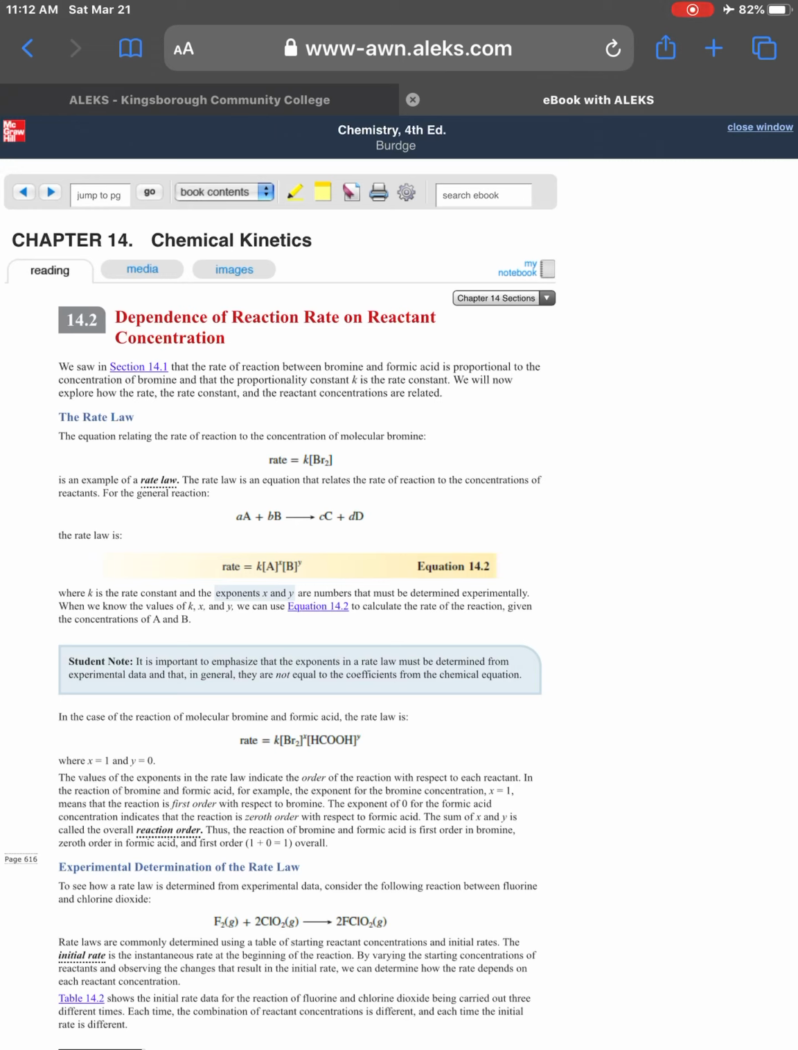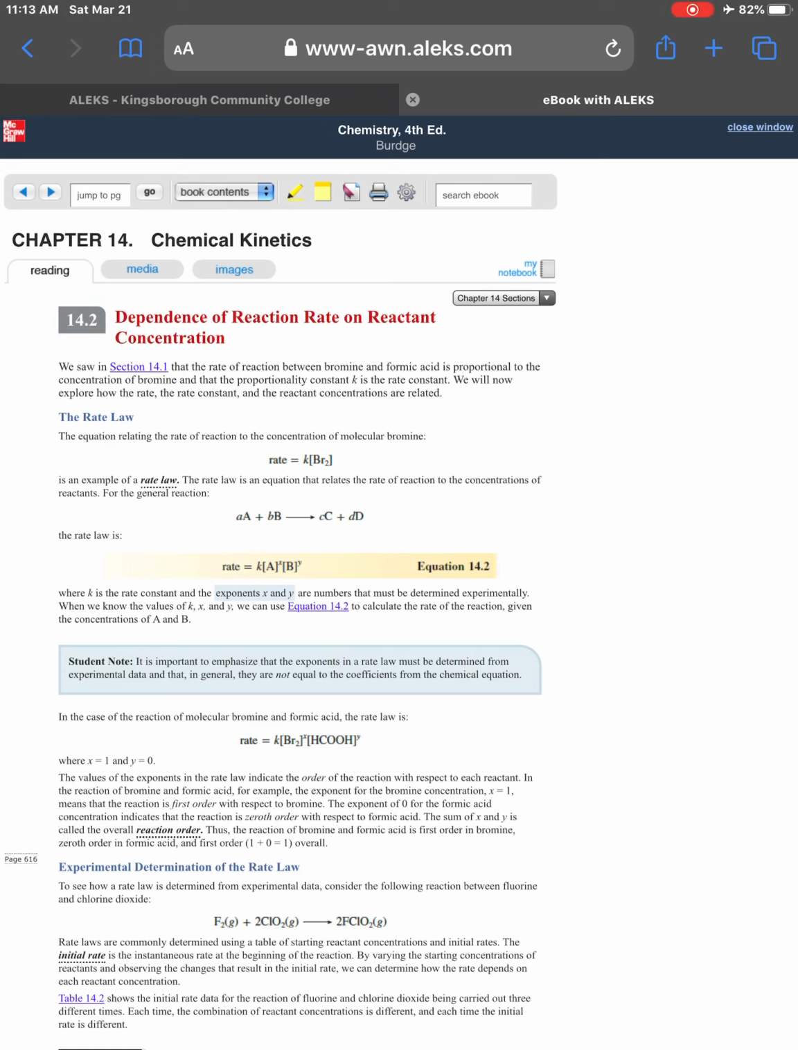Okay? In the case of the reaction of molecular bromine and formic acid, the rate law is rate equals k times the concentration of Br2 to the x times the concentration of HCOOH to the y, where x equals 1 and y equals 0. So that's been determined experimentally. They're telling you that x is equal to 1 and y is equal to 0. That's not something you can figure out unless you've looked at a bunch of data and figured it out. But they have done that, and they've determined that x is equal to 1 and y is equal to 0. So notice that y can be 0. It doesn't have to be 1, doesn't have to be 2.